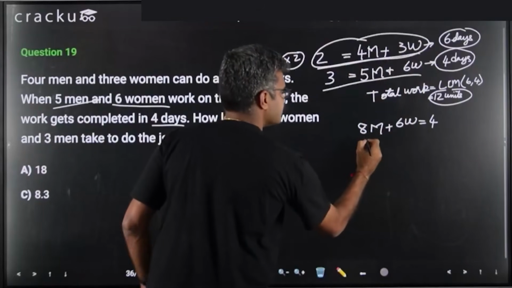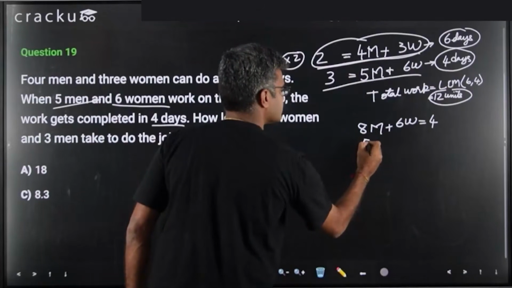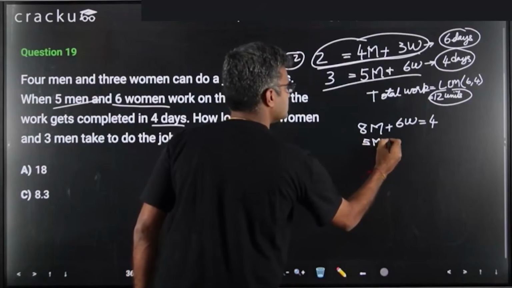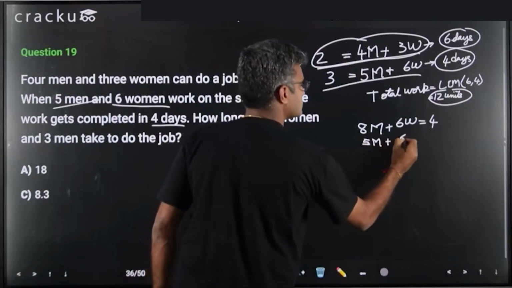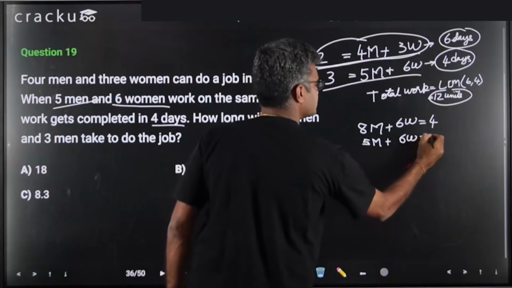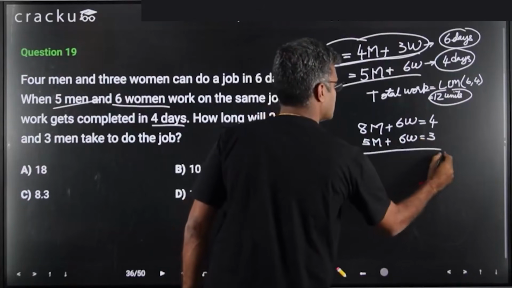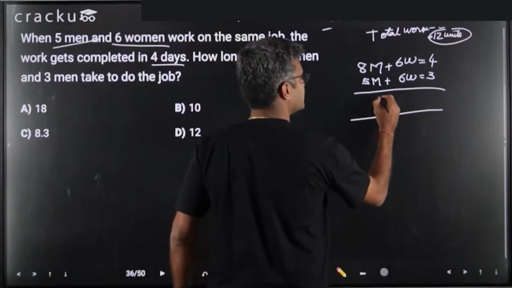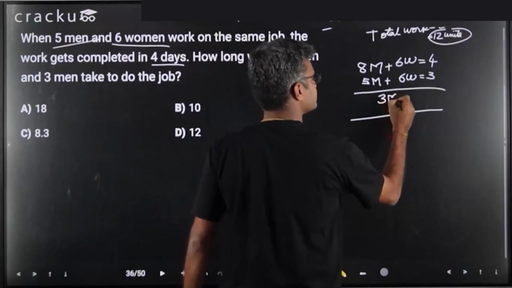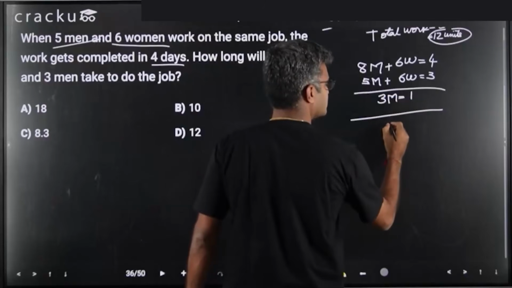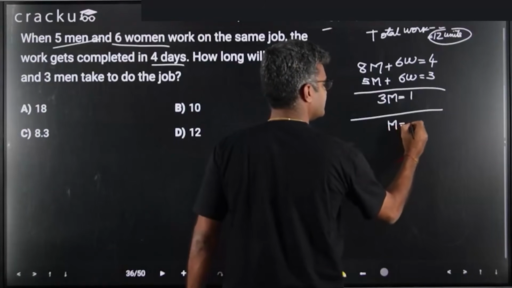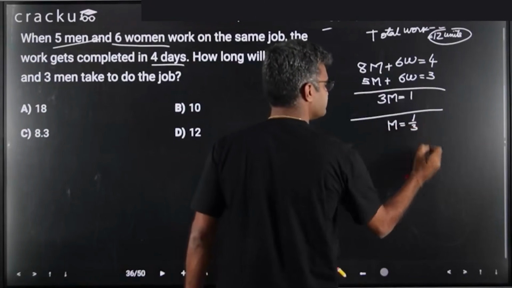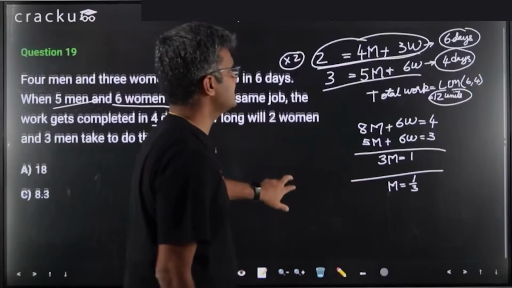And we have 5M plus 6W is equal to 3. Now, if you subtract one equation from the other, we are going to get 3M is equal to 1, or the value of M, which is the amount of work done by a man in one day, is 1 by 3. We can use this value of M in any one of the equations.